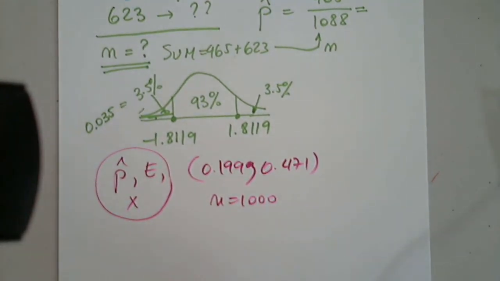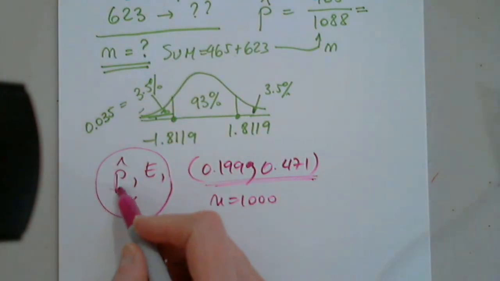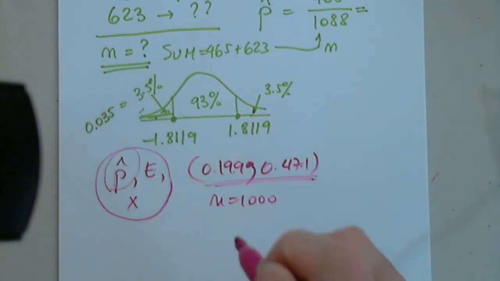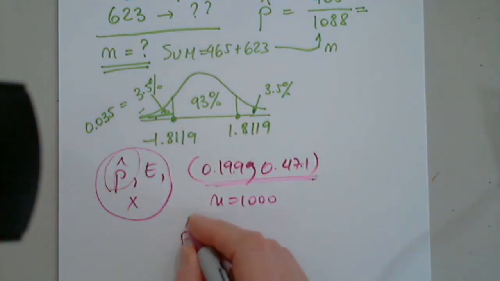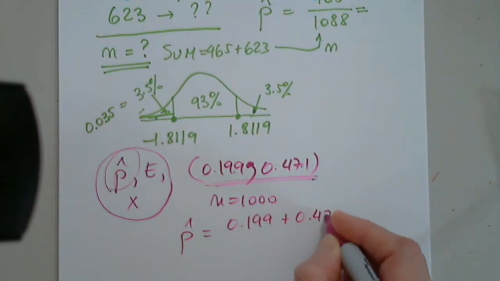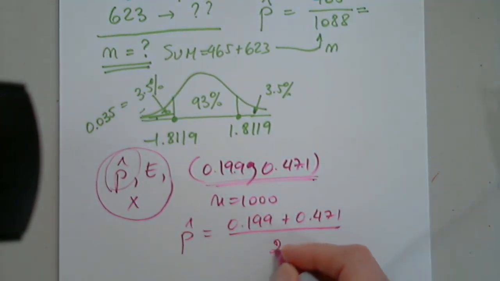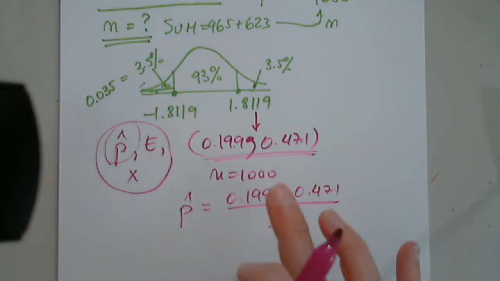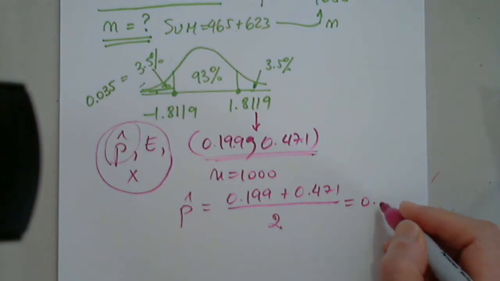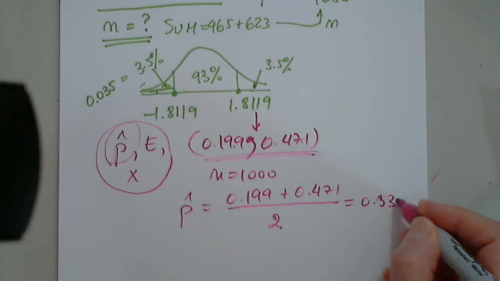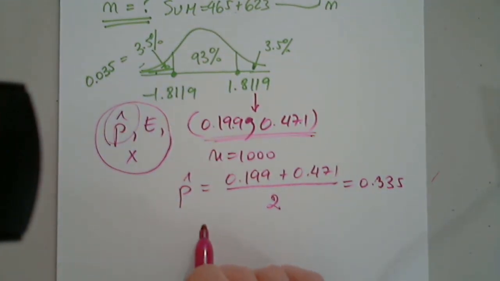So as I mentioned, because I knew that these problems come up, in order to find p hat, I have to add this to this and divide by 2. So p hat will be 0.199 plus 0.471 divided by 2. It has to be right in the middle. So I got 0.335. Very good. So that's our p hat.